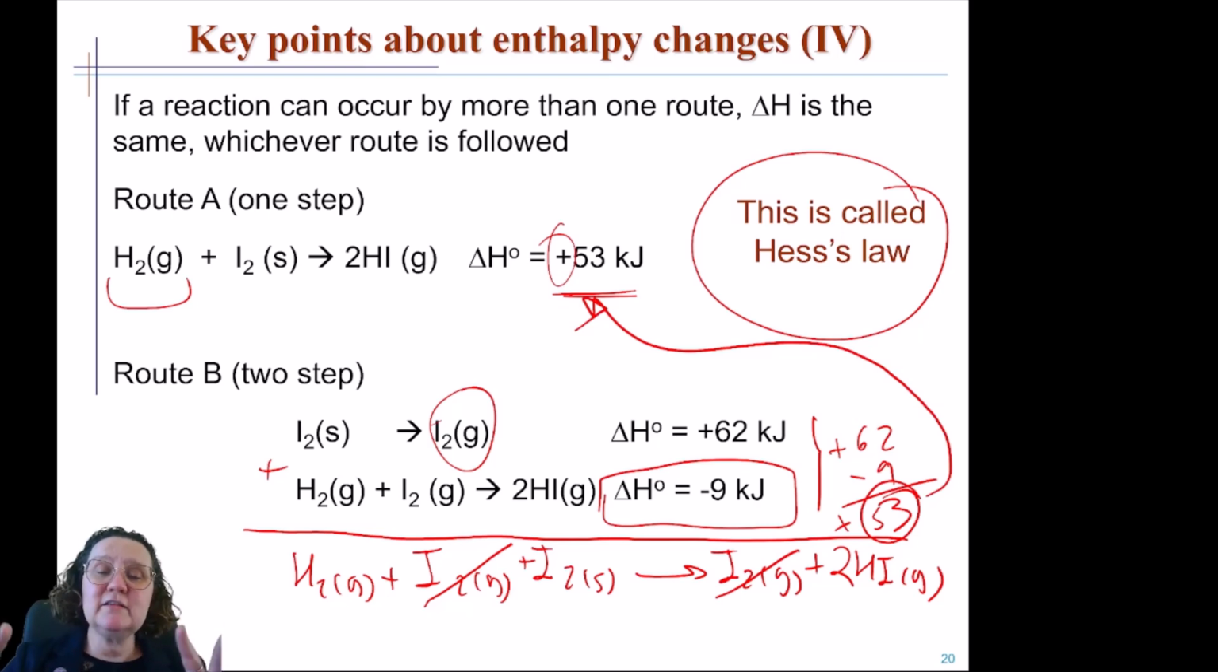it doesn't matter the route to go from the hydrogen and the iodine to the hydrogen iodide. It doesn't matter what happens in the middle of the reaction, what actually happens. What matters is the state and number of moles of the reagents, and the state and the number of moles of products. And as long as A and B are the same, the path you take to go from A to B doesn't matter. The enthalpy change will be the same.